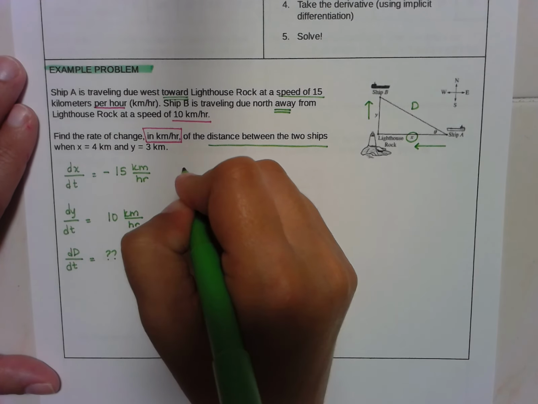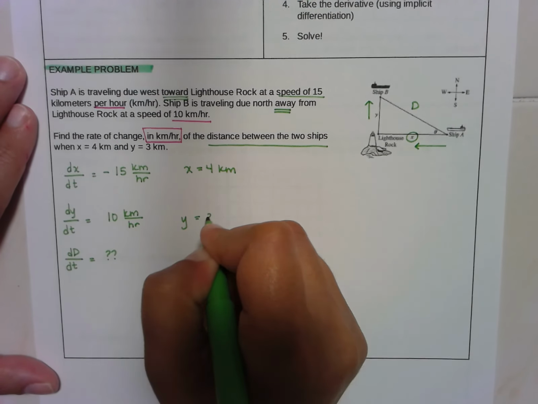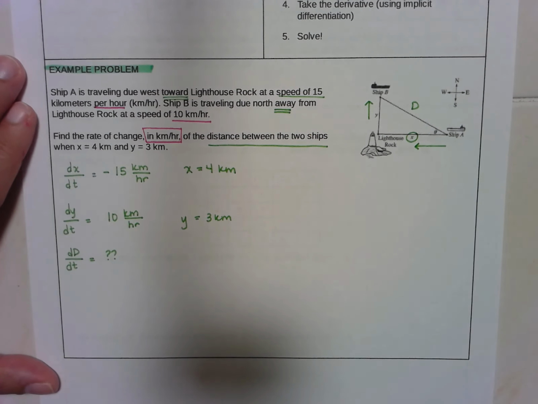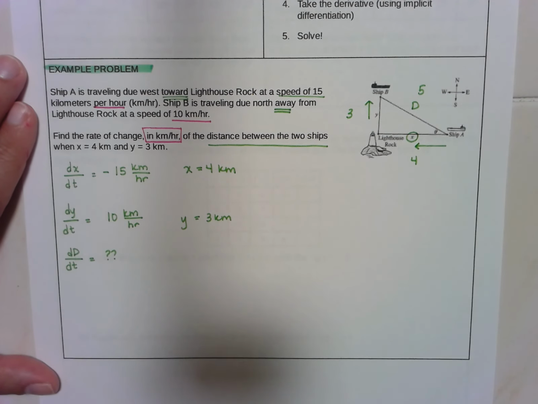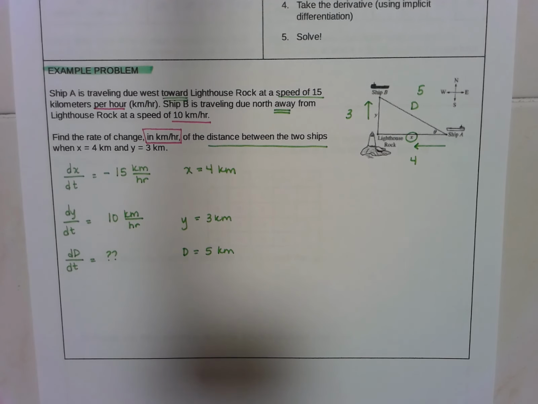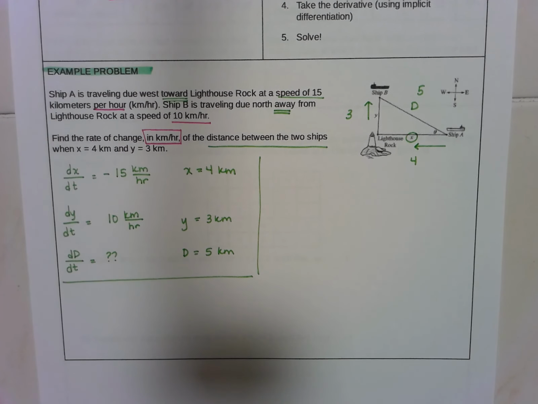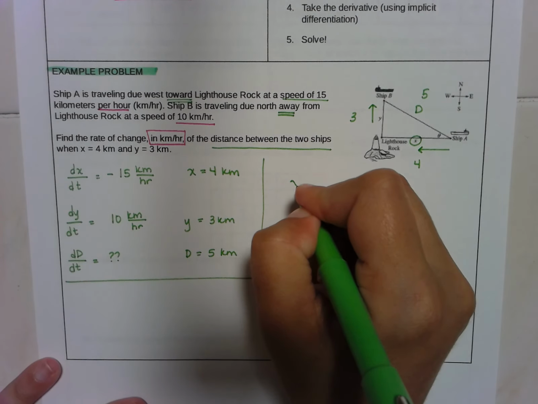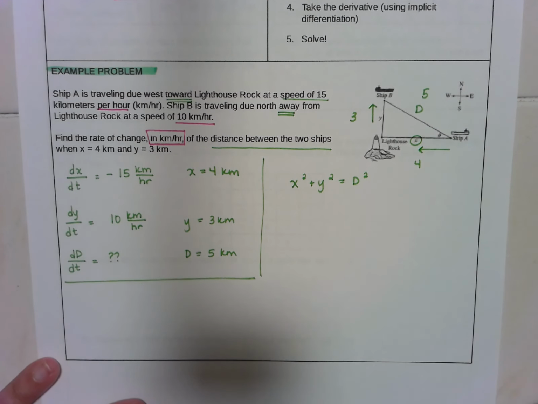It also tells me that at this moment in time, x is 4 kilometers, y is 3 kilometers, and those two values should sort of be triggering in your mind that this is a 3, 4, 5 right triangle. So if we need it, we could figure out that d would be 5 kilometers. All right, now using that information, I'm going to try to figure out a formula to relate these quantities. As soon as I see a triangle where I have all three sides, I'm going to think Pythagorean theorem. So the Pythagorean theorem here would be x squared plus y squared equals d squared.